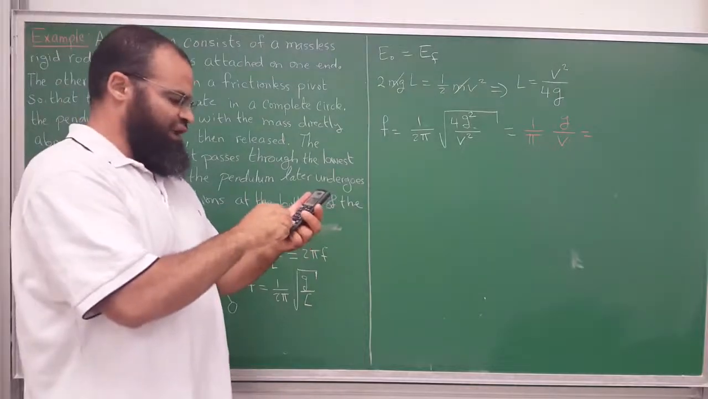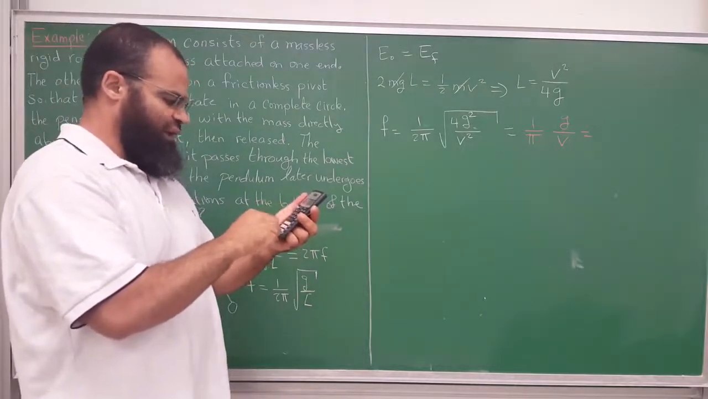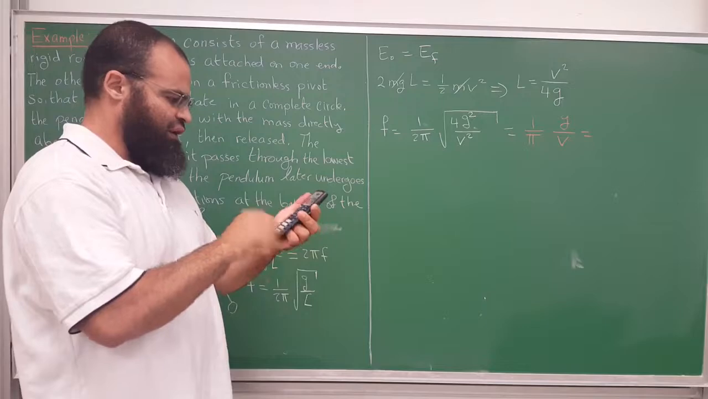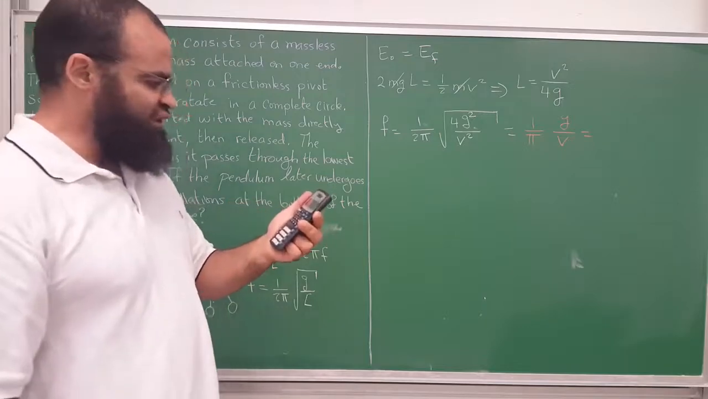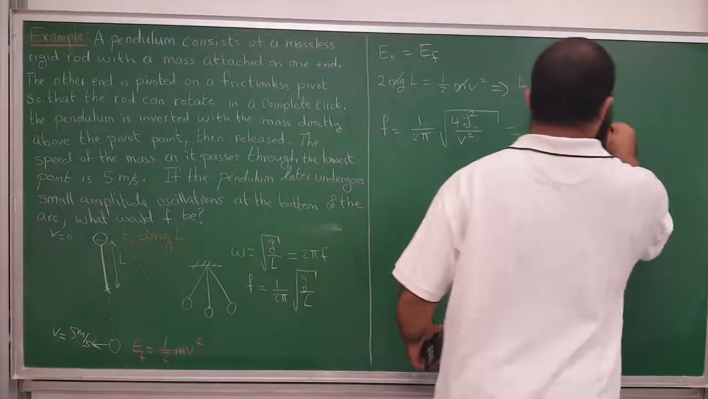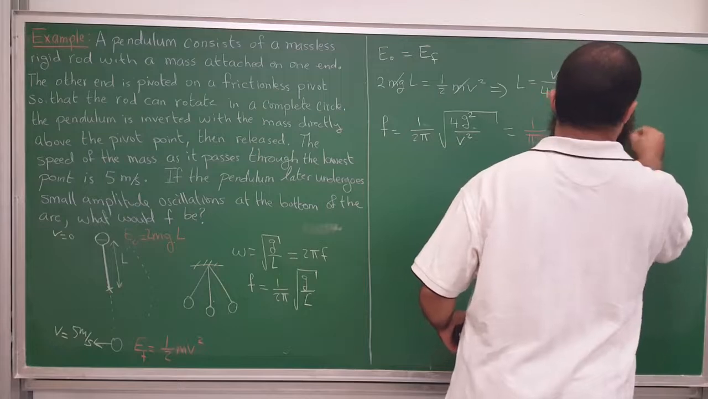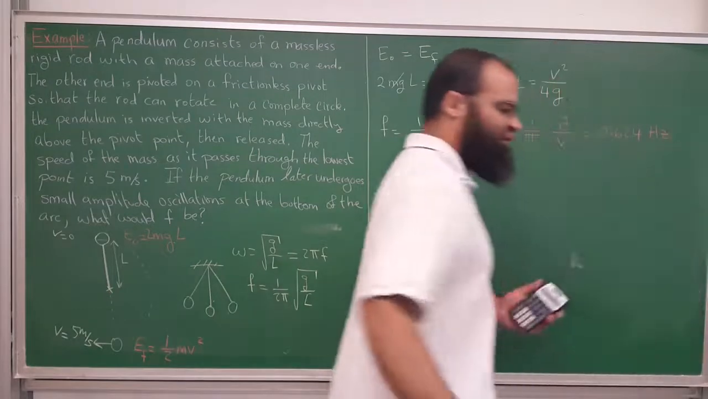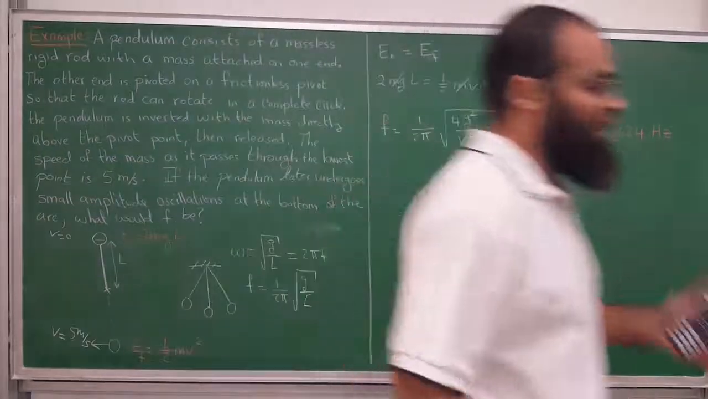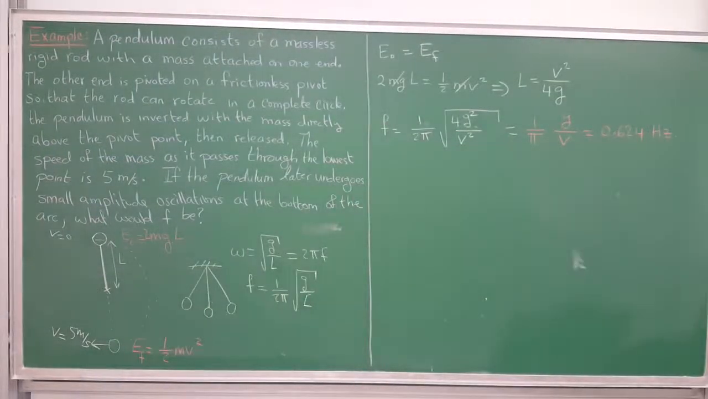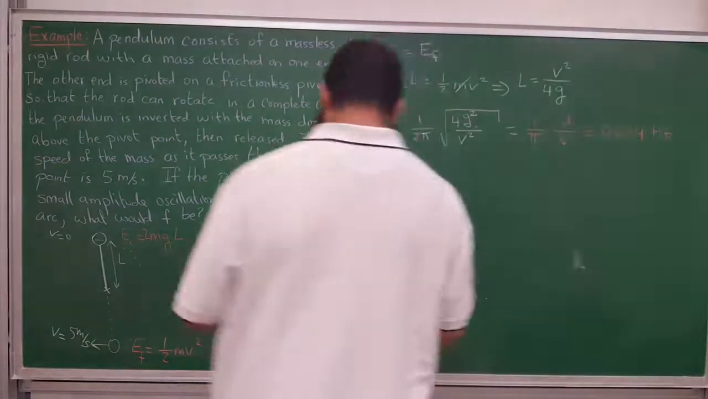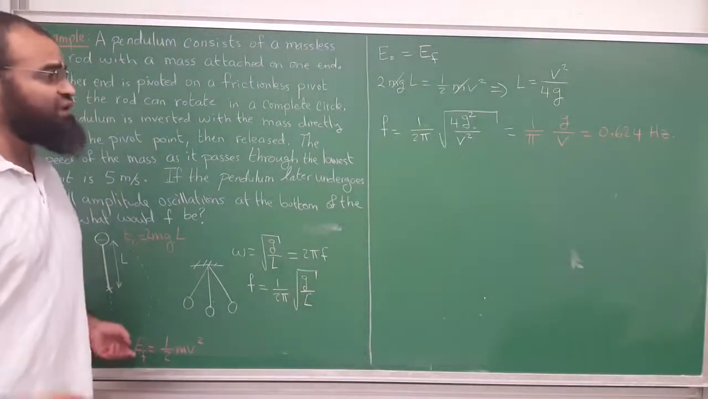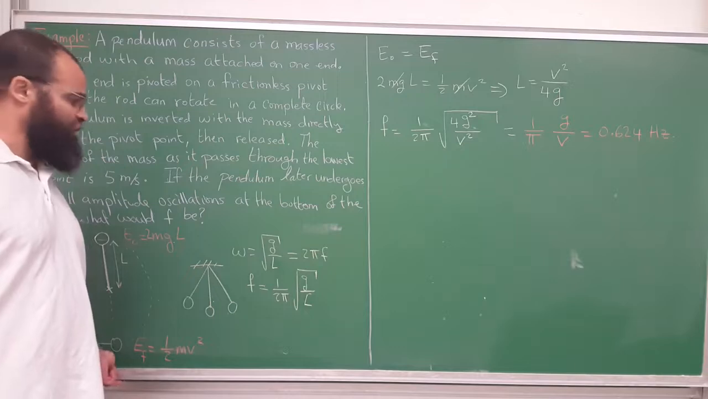So I have 9.8 over 5 over pi, 3.14159. So I get 0.624 hertz. Yeah, that wasn't too bad. Let me just double check the answer. We have 0.62. Yeah, that's good. Okay, I hope this was fine. I don't think it was too difficult.